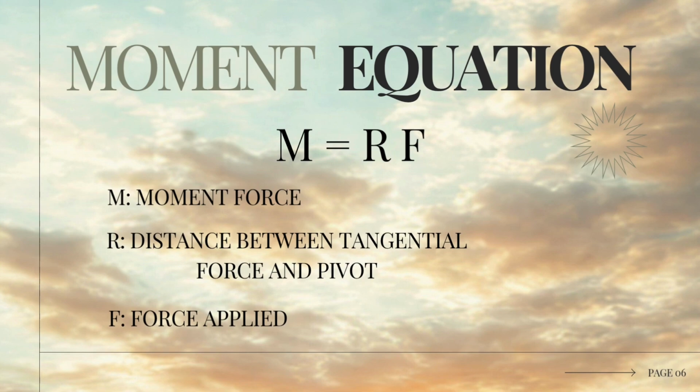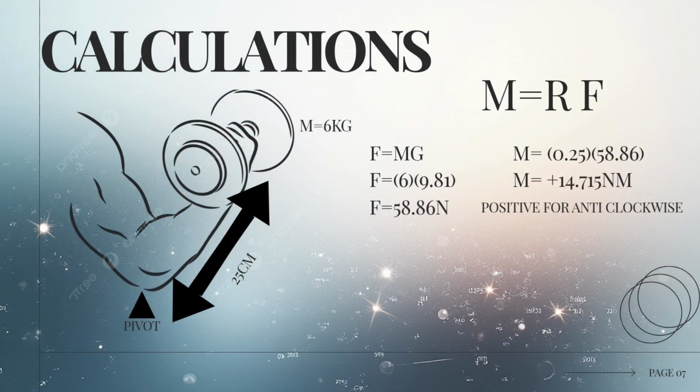So the equation for moment is M equals R times F. M is the moment force, R is the distance between the tangential force and the pivot, and F is the force applied. For the calculations, as we can see from the diagram, the weight is 6 kilograms and the distance between the weight and the pivot is 25 centimeters. The pivot, of course, is the elbow.